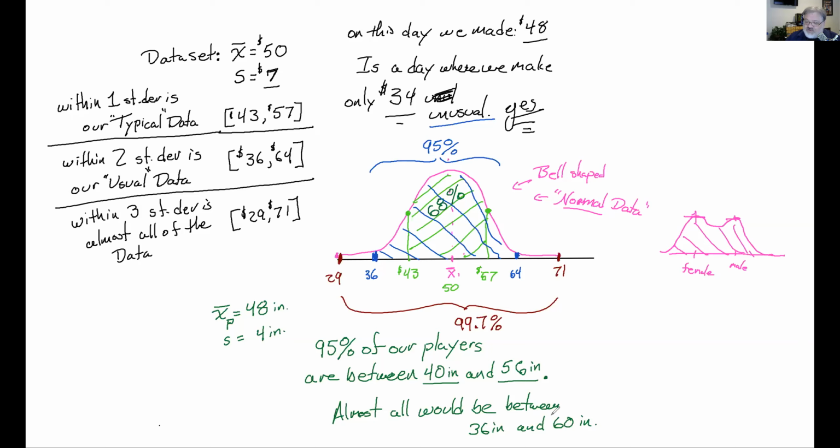So oftentimes you'll see companies, when they design things, they won't try to get everybody. They won't try to get almost all. They'll try to get about 95%. That way they can sell their products to 95% of the population. They'll miss 5% of the population, but it stops them from having to build such a big range into their things.